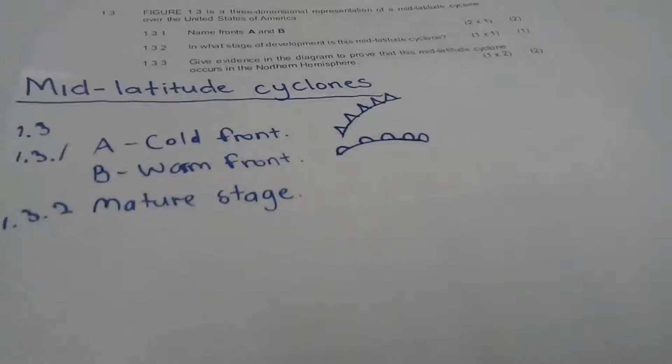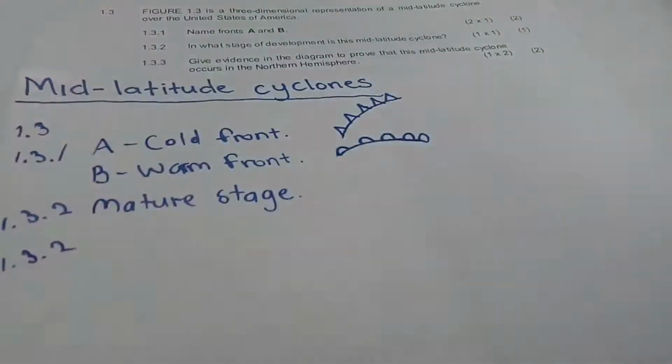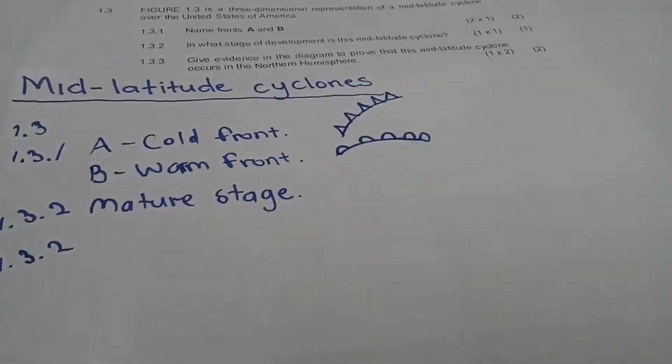And also we can clearly see the fronts begin to appear in the mature stage. That's why I'm saying it's the mature stage, guys. Question 1.3.2 says, give evidence in the diagram to prove that this mid-latitude cyclone occurs in the northern hemisphere, as I've just said, guys.